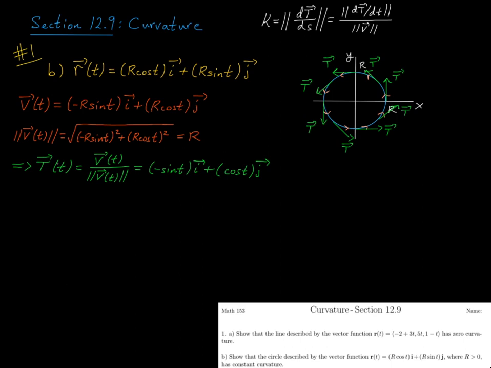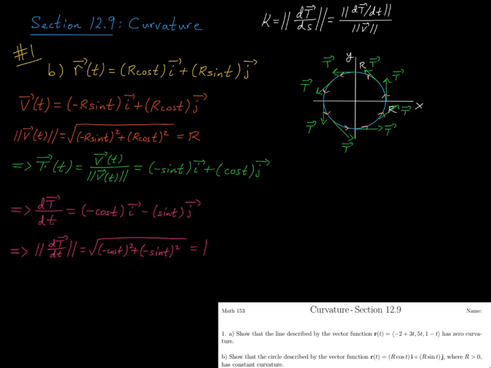And so our unit tangent vector, capital T, is found by just dividing the velocity vector by its magnitude. Dividing v by the radius of the circle R, you notice those R's cancel out, and that leaves us with negative sine t i plus cosine t j. Now I want the derivative of the unit tangent vector with respect to time. So I'm going to differentiate this green vector with respect to time. That gives us negative cosine t i minus sine t j. And I note here that it has magnitude 1 from the Pythagorean identity.